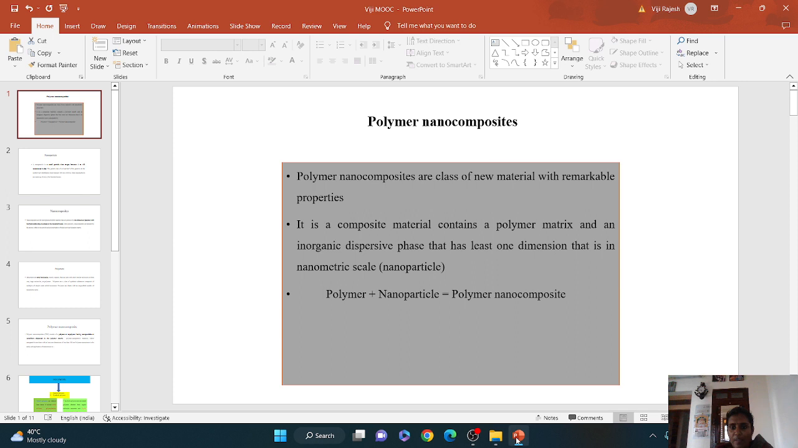It is a composite material that contains a polymer matrix and an inorganic dispersive phase that has at least one dimension on a nanometric scale. That is a nanoparticle. So polymer plus nanoparticle produces a polymer nanocomposite. Compared to pure polymer and pure nanoparticle, the polymer nanocomposite is a hybrid material whose quality has been improved compared to the pure material.